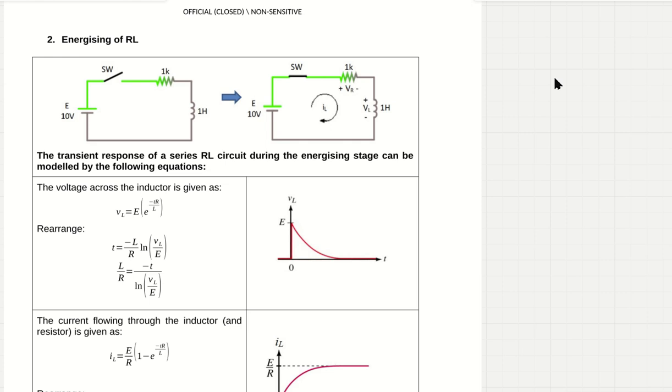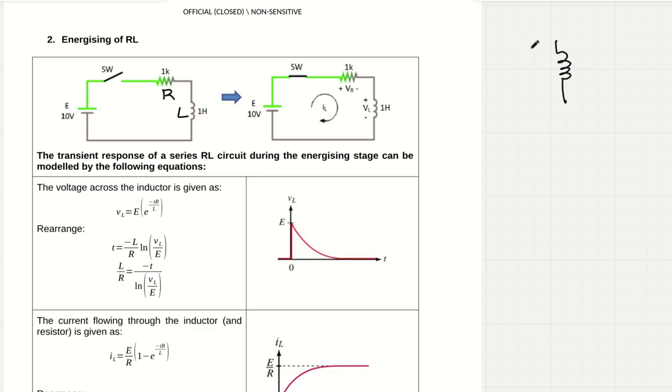In this lesson, we will learn about energizing of RL circuit. RL circuit consists of a resistor and an inductor. Let's look at the inductor first. Inductor is made of an electric coil, a coil of a conductor, conducting coil.